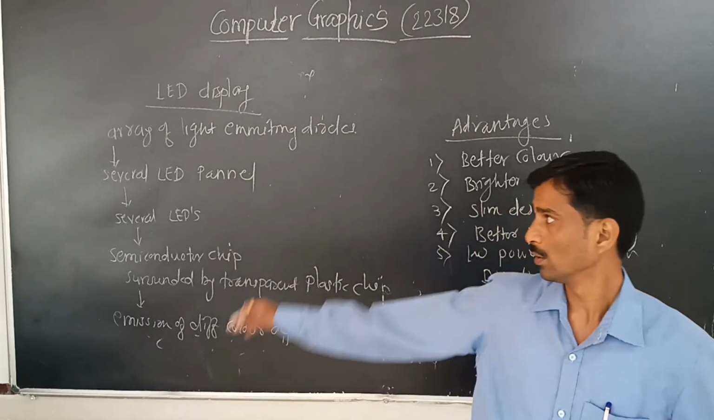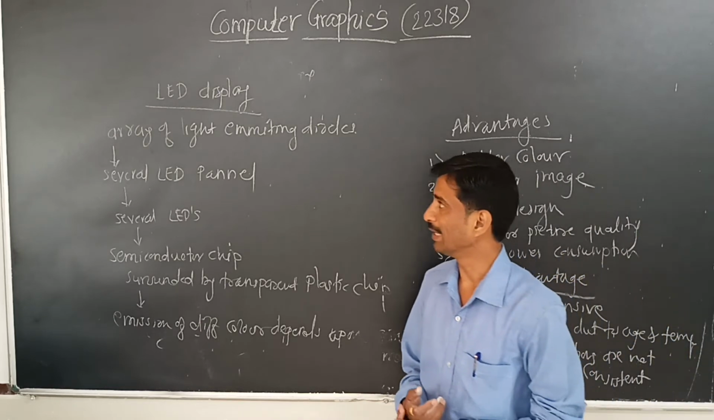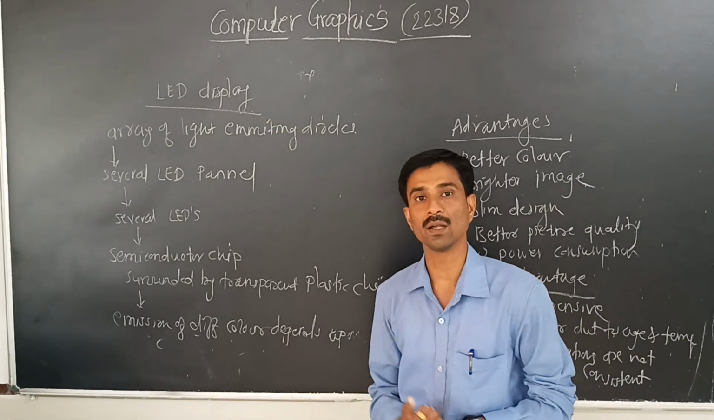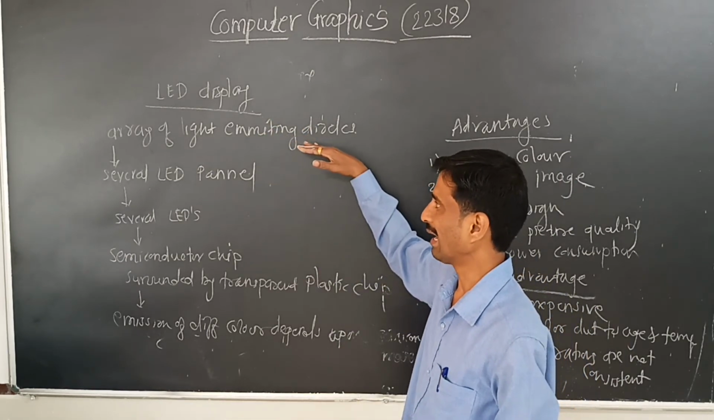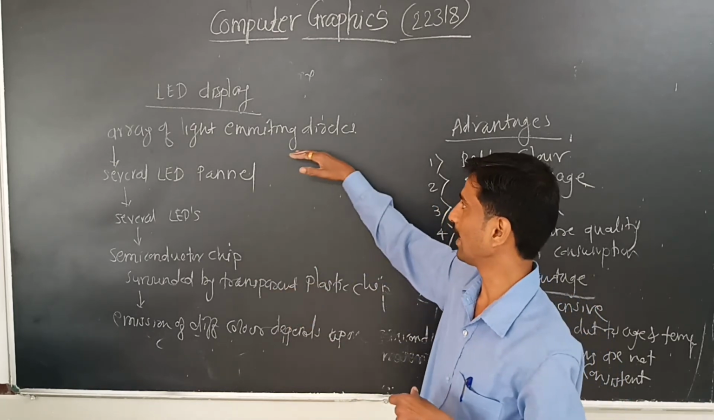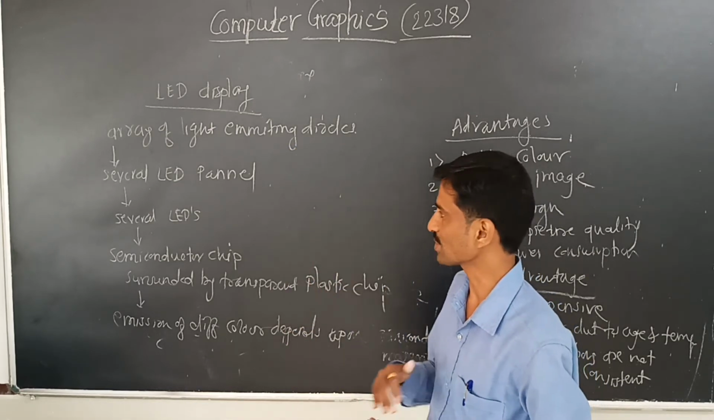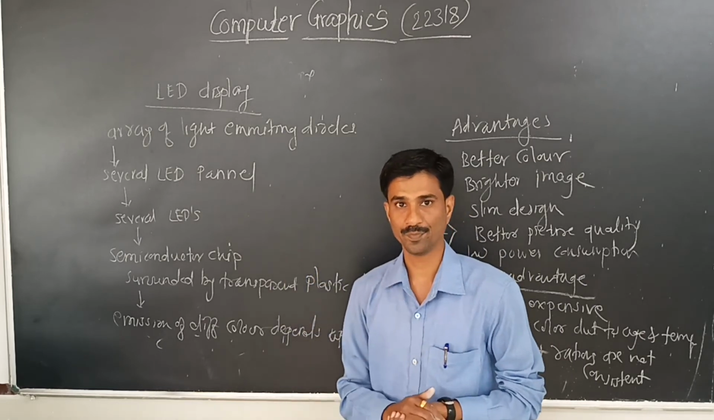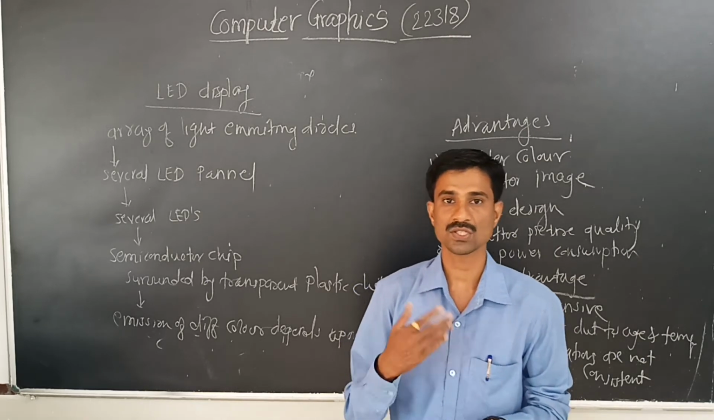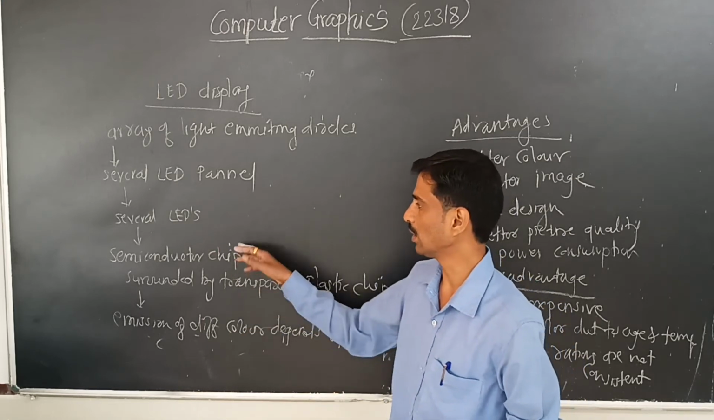So here how the LED will work. The LED means light emitting diode. So light emitting diode display contains an array of light emitting diodes as pixels. It contains different arrays of light emitting diodes. In that, the LED display contains several LED panels, and each panel contains several LEDs, that is light emitting diodes.